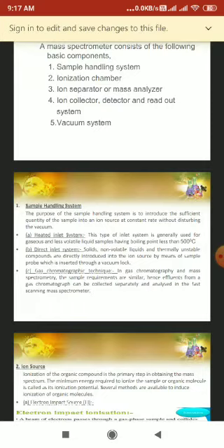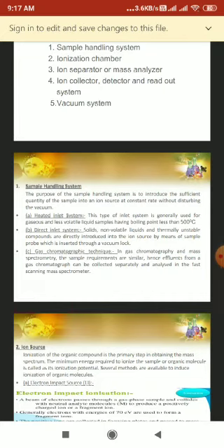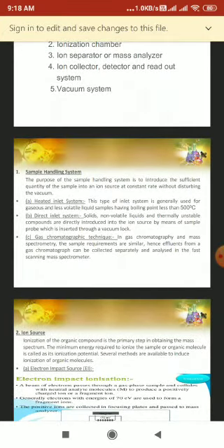inlet system. This type of inlet system is generally used for gaseous and less volatile liquid samples having boiling point less than 500 degrees Celsius. In the heated inlet system, the sample is vaporized externally and then slowly introduced into the ionization source. Many types of vacuum locks are available for introducing sample into the ion source without breaking the vacuum. The volatile liquids are handled by the freeze-out technique, wherein the sample in the sample holder tube is frozen with liquid nitrogen or dry ice, and after evacuation the tube is heated to room temperature or higher to evaporate the sample into the sample reservoir.